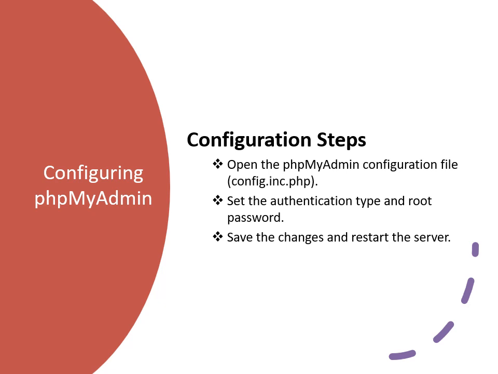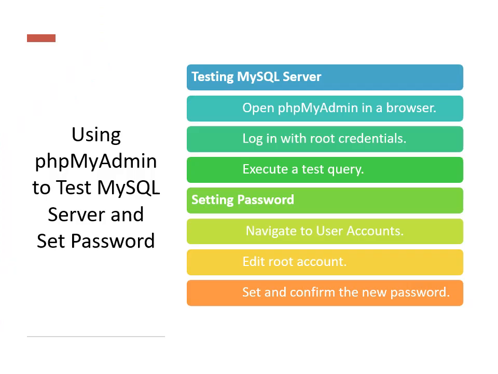So now, since we've seen the configuration steps for phpMyAdmin, the next thing we'll look at is how we use phpMyAdmin to test the MySQL server. To test the MySQL server, you open phpMyAdmin in a browser. You log in with the root credentials, which is username root, password root. Then you execute a test query.